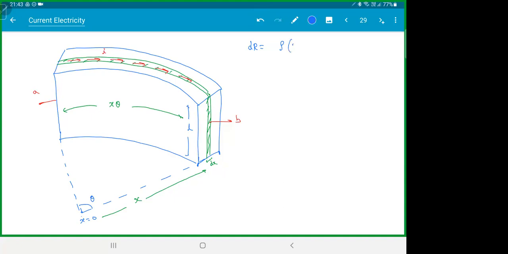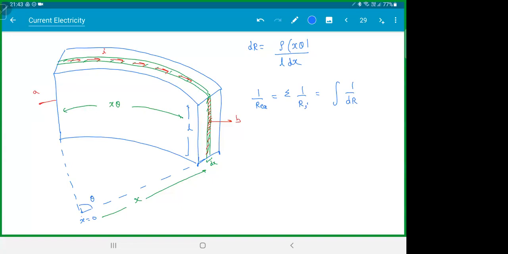So length will be x into theta. By what is the area? Area perpendicular to the flow means you're taking this area. That will be L into dx. And we know 1 by R equivalent is summation of 1 by Ri. That is integral 1 by dr. You have to integrate 1 by dr. You should not integrate dr directly. It is 1 by dr1, 1 by dr2.